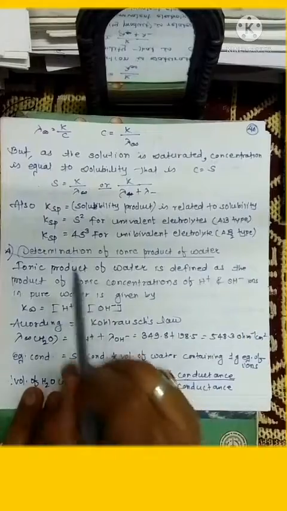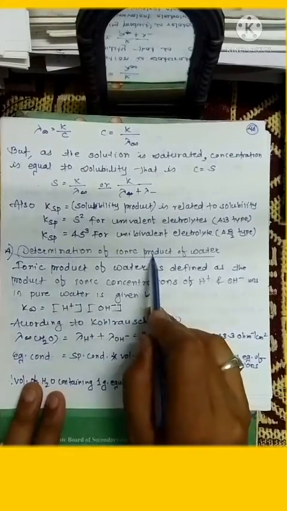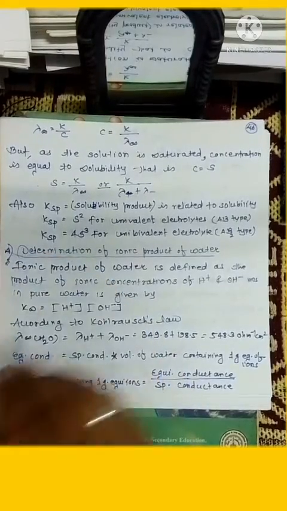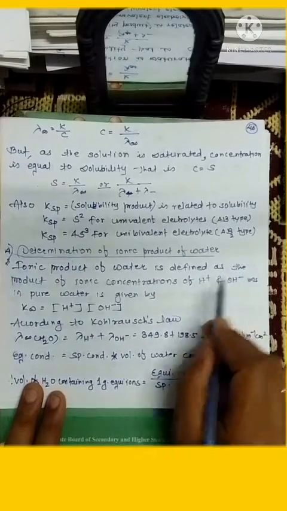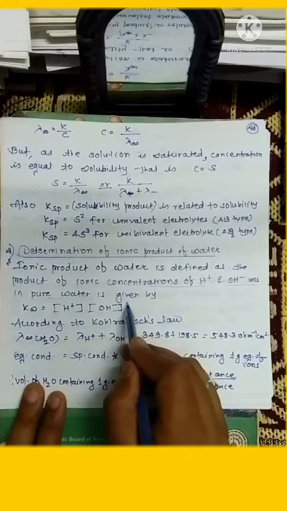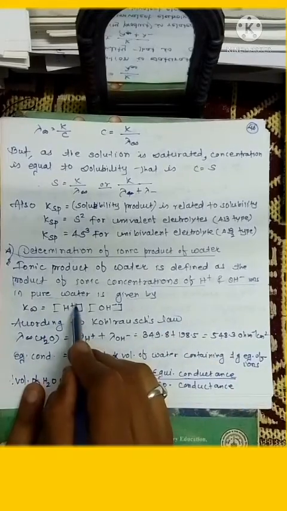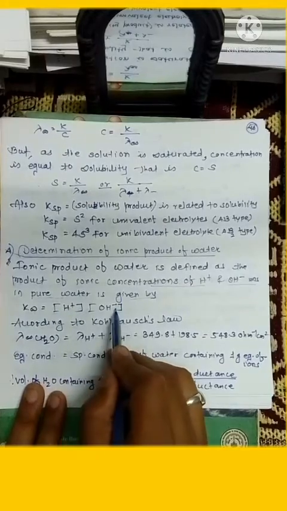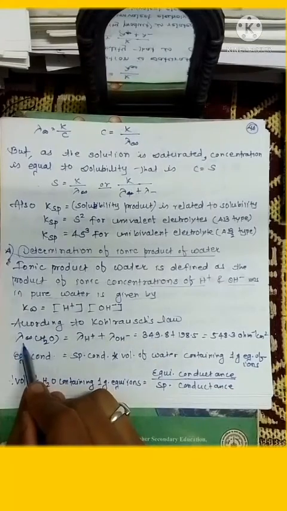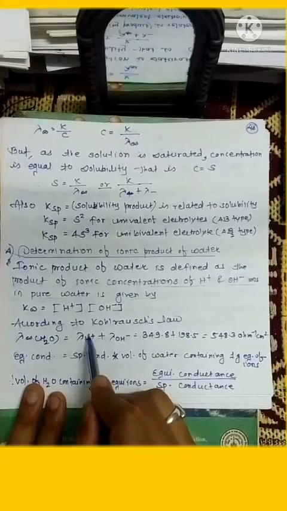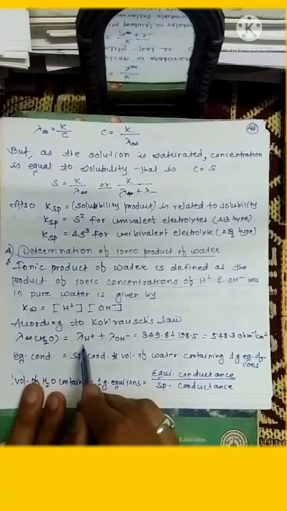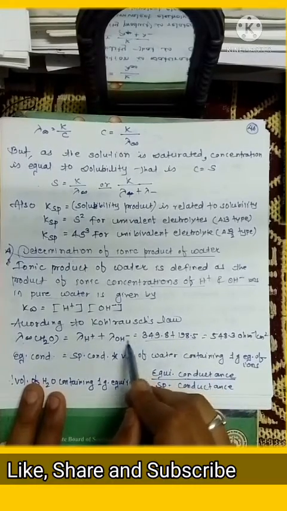The next application of Kohlrausch law is determination of the ionic product of water. Generally, this application is asked in the examination. The ionic product of water is defined as the product of the ionic concentrations of H plus and OH minus ions in pure water, and it is given by Kw is equal to concentration of H plus multiplied by concentration of OH minus. According to Kohlrausch law, we can write lambda infinity for water is equal to lambda H plus plus lambda OH minus.